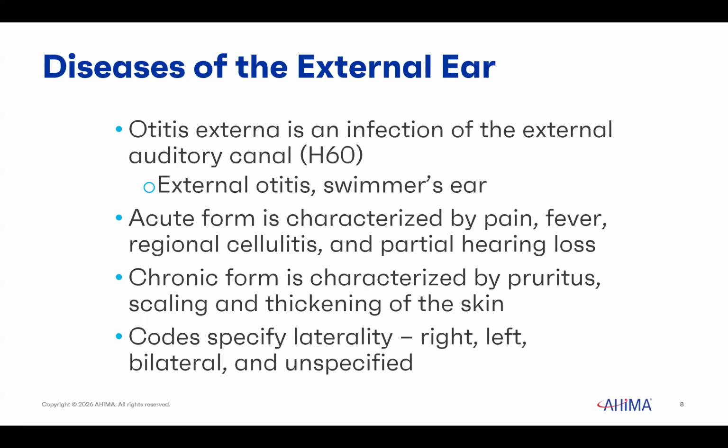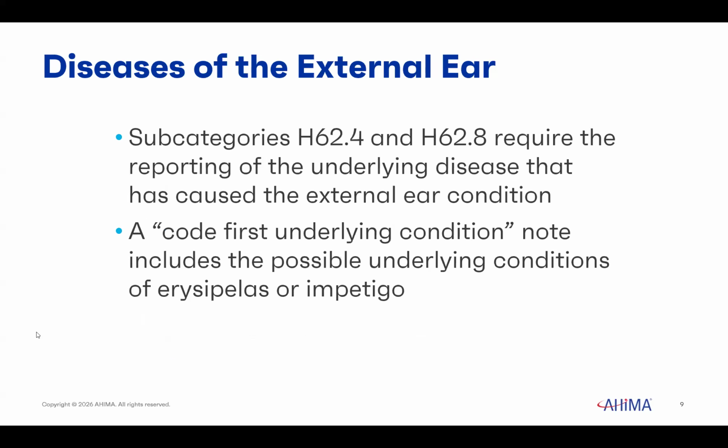And again, there are specific codes that will cover the laterality that fall into code category H60. So we can either have right, left, bilateral, or unspecified. Some categories, H62.4 and H62.8, require the reporting of an underlying disease that caused the ear condition. So you'll see a code for this underlying condition note in the tabular.